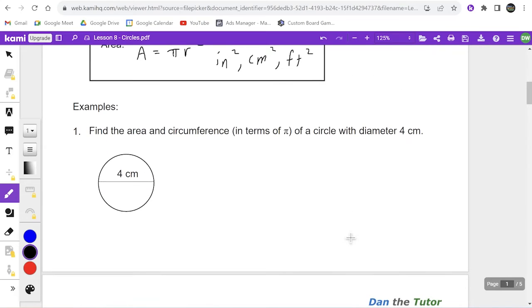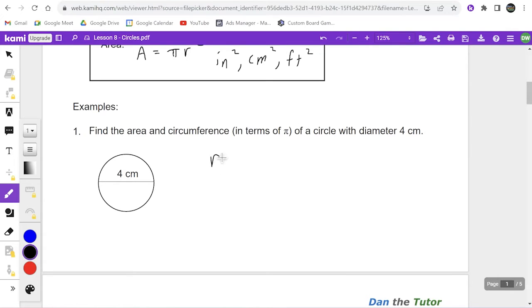So as an example, number 1, find the area and circumference in terms of pi. And when I say in terms of pi, I mean don't plug in 3.14 in your calculator. Don't plug in pi in your calculator. Just leave the answer with pi in it. I'll show you an example with the first one. So find the area and circumference in terms of pi of a circle with a diameter of 4 centimeters.